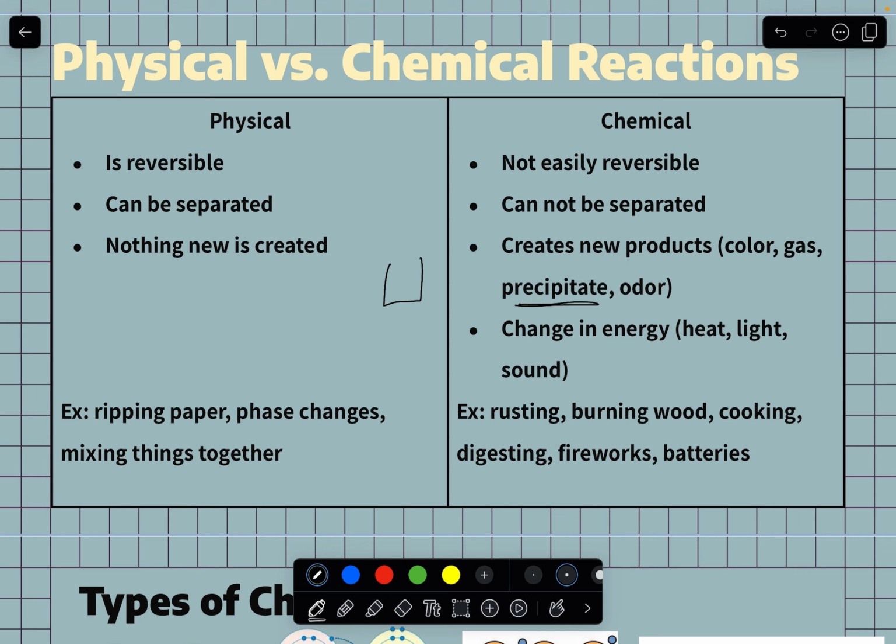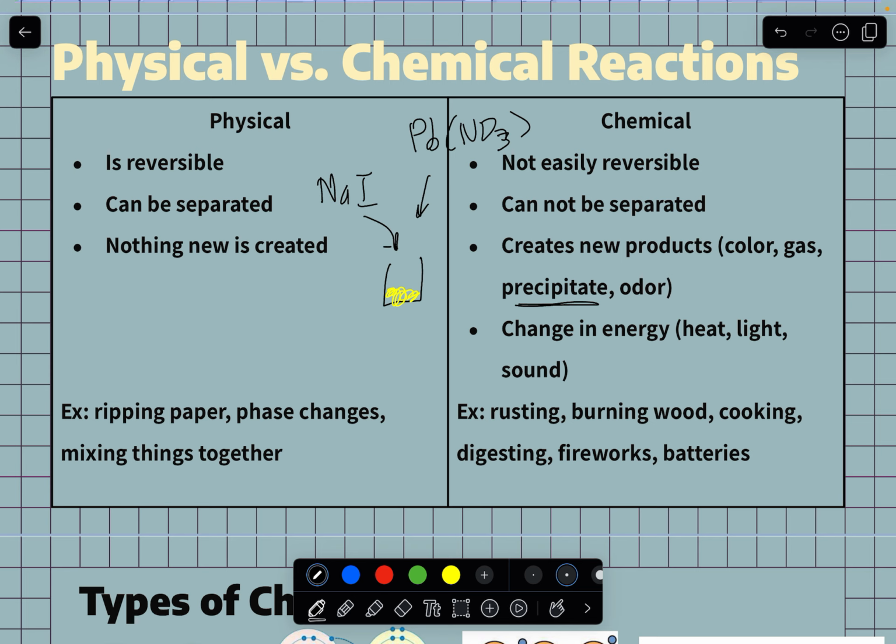We talked about this with, I don't remember if you remember, but we mixed sodium iodide with some lead nitrate. And those are two clear, colorless liquids. And when they were mixed together, it made some yellow. That yellow is our precipitate. So precipitate is when you mix two liquids together and it makes a solid. Okay? And then also if it makes an odor, that means something new was made.